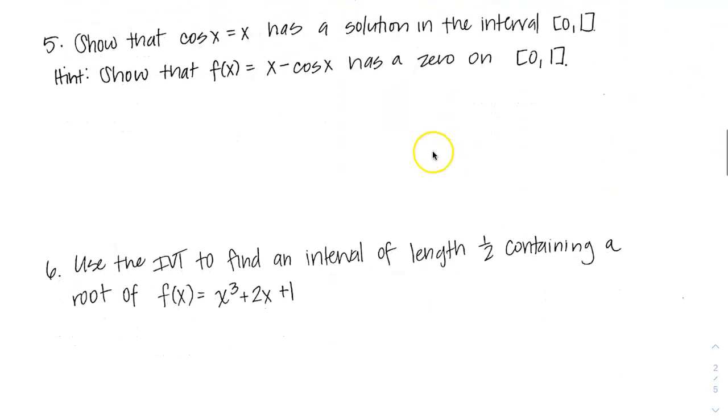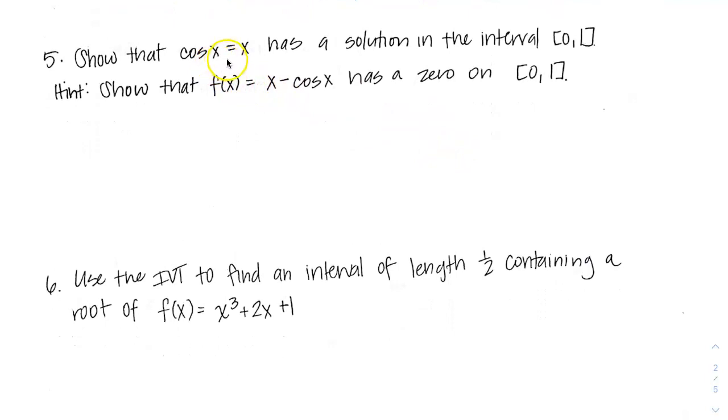Next one, show that cosine of x equals x has a solution in interval 0 to 1. Here's the hint though: show that f of x equals x minus cosine of x has a 0 on 0 to 1. So that's the trick to this. First let's do a little side work like we always do here. If I'm going to use this as a hint, x minus cosine x, because a solution means you hit 0. Essentially, we're looking for a 0 between these two things, and we're going to use this as a version to get that.